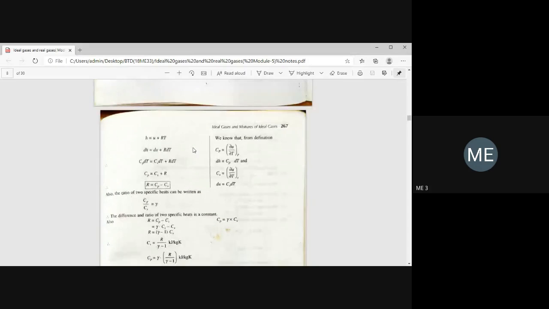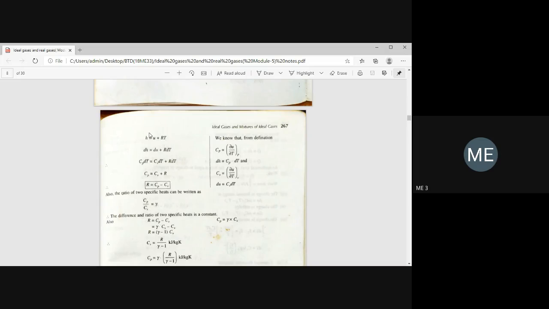Next we are having the specific heat. Specific heat is the amount of heat required to raise the unit mass of the substance by one degree rise in temperature. So H equals U plus RT. How are we getting H equals U plus RT? H equals U plus PV, and PV is nothing but RT. So H equals U plus RT.